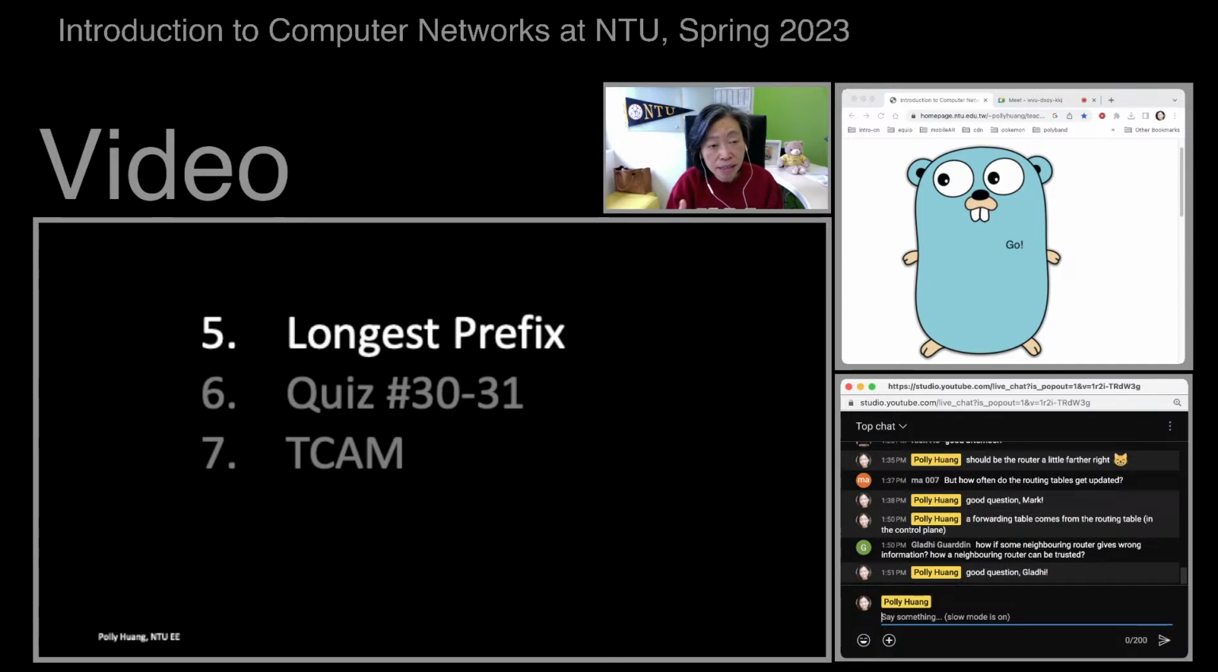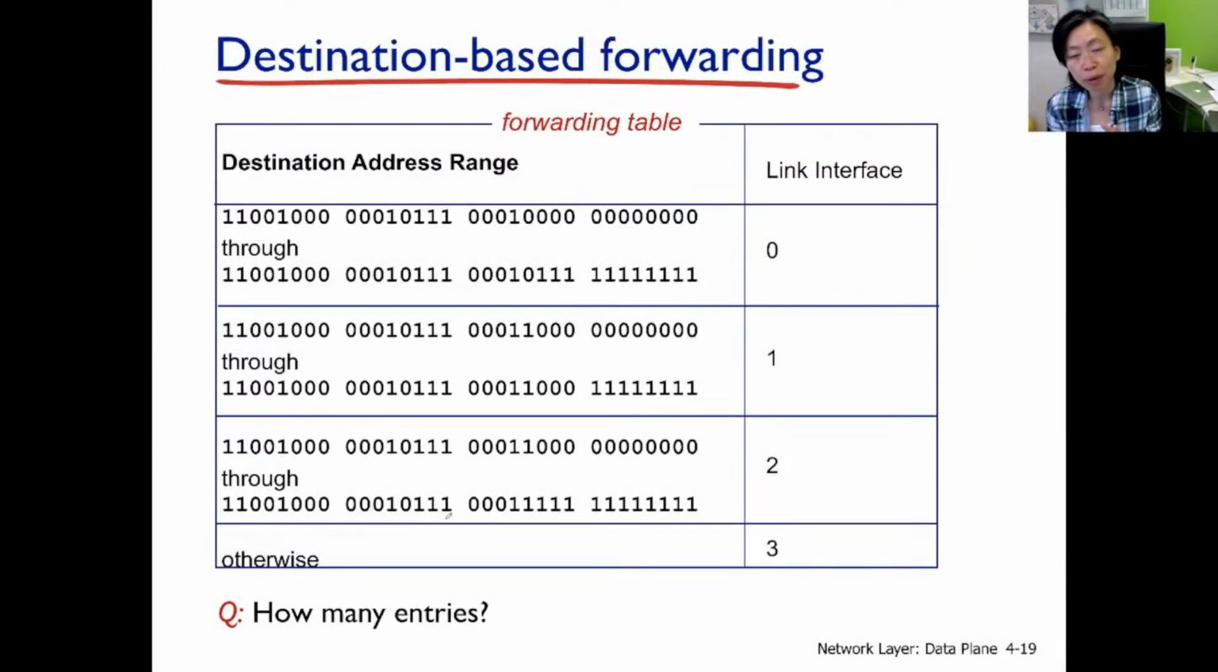This next video is called prefix matching, because destination address lookup is exactly doing this longest prefix matching. Very important video because there'll be back-to-back quizzes coming up right after. So that was the router architecture.